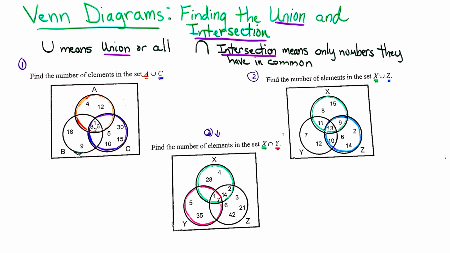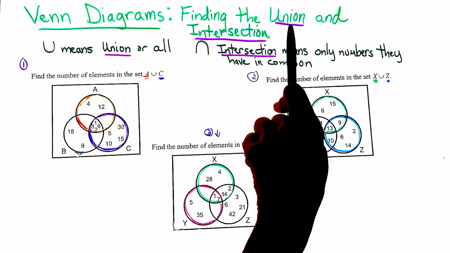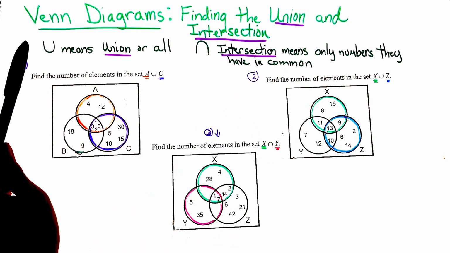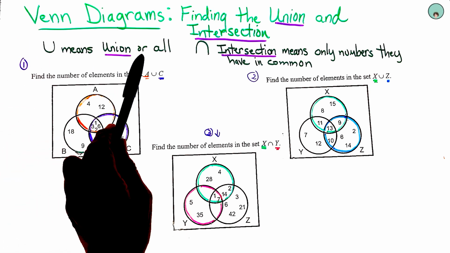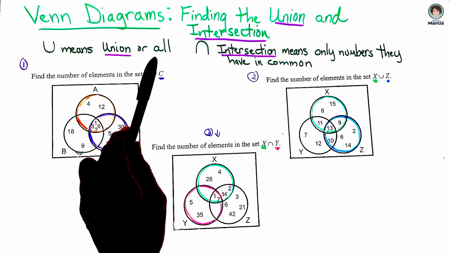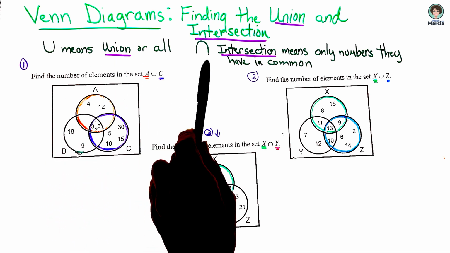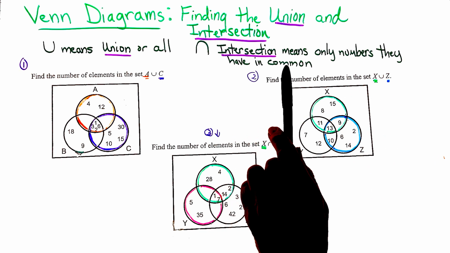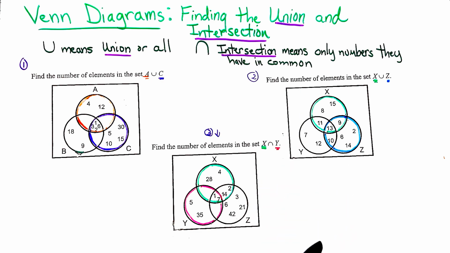For this lesson, we're going to be working with Venn diagrams, but we're going to be finding the union and the intersection. So let's look at the symbols. A U means union, or all of the members that would be in both of the circles. An intersection means only the numbers that they have in common. So it would only be the overlap.